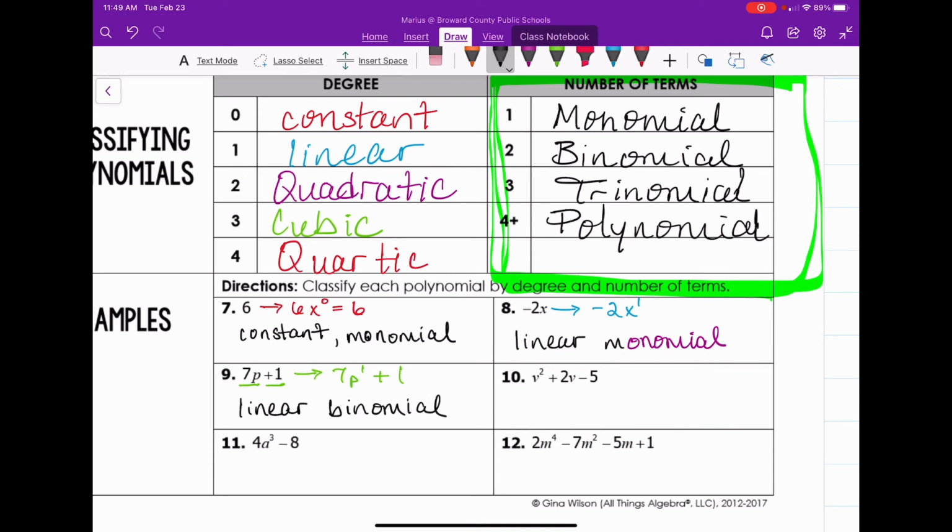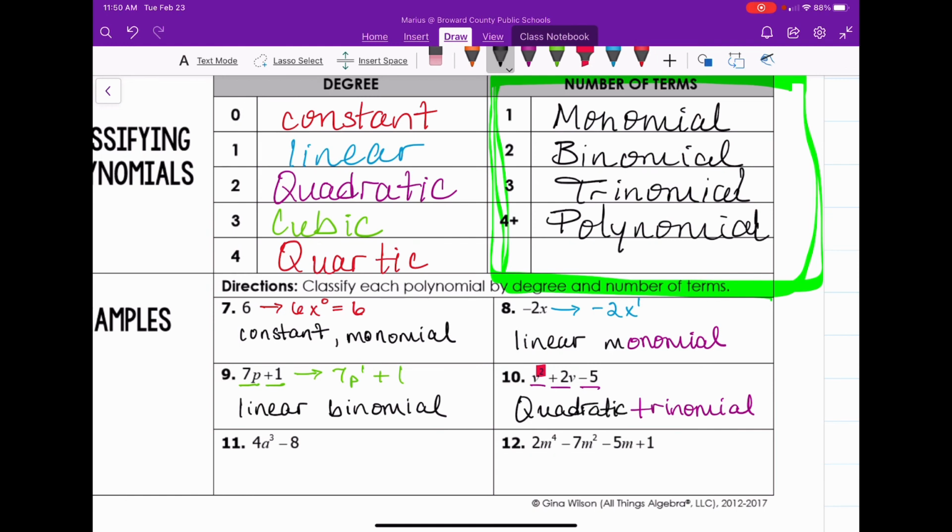All right, number 10 has, as we can see, 3 terms. 1, 2, 3. So with that being said, we know it's a trinomial. And what is the largest exponent? Well, the largest exponent is 2. So because it's 2, this will be called a quadratic. So this polynomial will be classified as a quadratic trinomial.